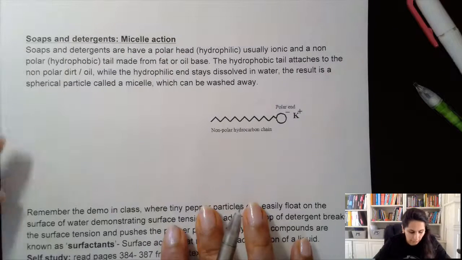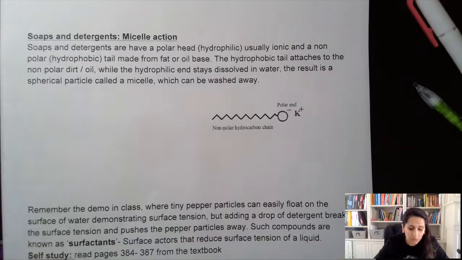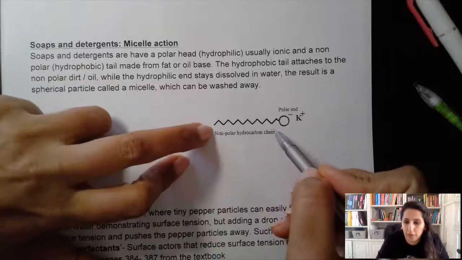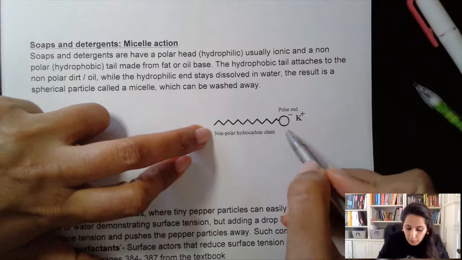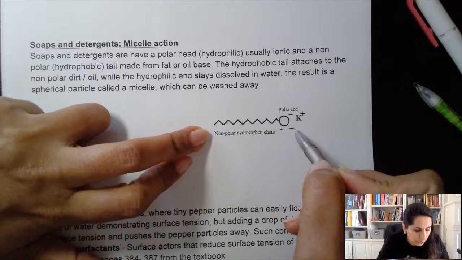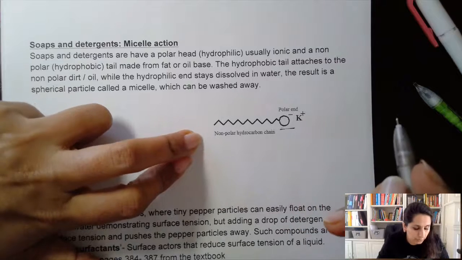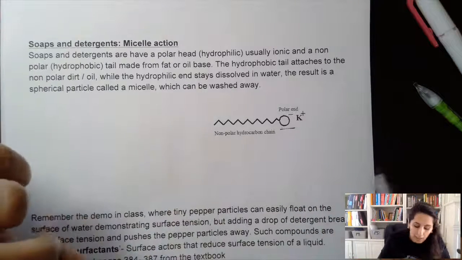And then the last thing mentioned in 8.2 in the book talks about soaps and detergents. So soaps have both ends. They've got this non-polar hydrocarbon chain and they've got this polar end. Soaps are usually sodium or potassium salts of fatty acids.